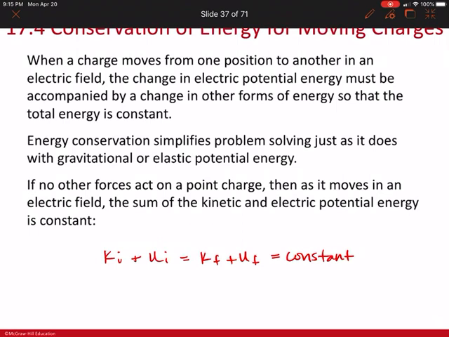So this is the conservation of energy equation. It's saying that initial kinetic energy plus initial potential energy is equal to final kinetic energy plus final potential energy. And all of that's saying is that the energy is conserved, and that is still true with the energy of the electric fields, and there's kinetic and electric potential energy for electricity.